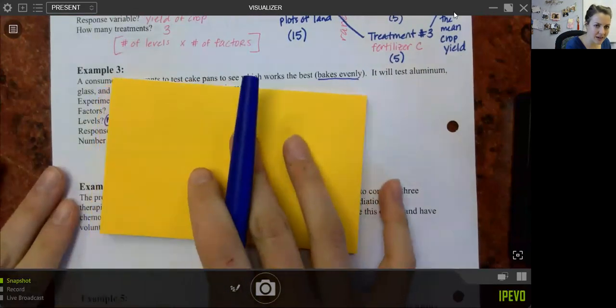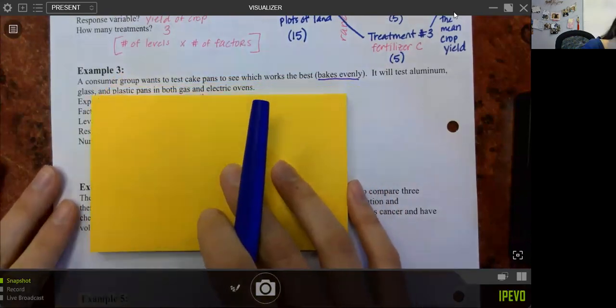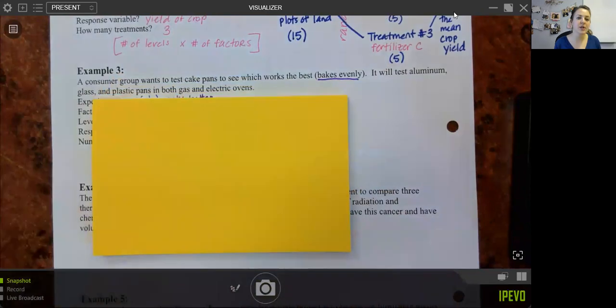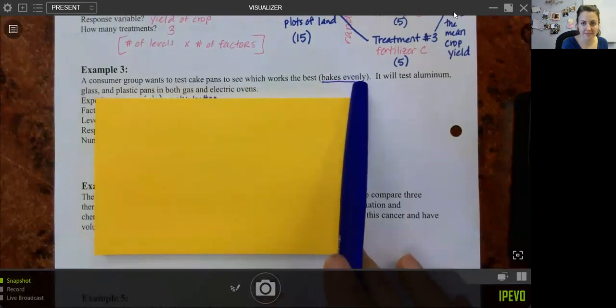Now let's go ahead and look at example number 3. I have a couple notes here on example number 3. So a consumer group wants to test cake pans to see which works the best. If you've ever baked a cake before, you know it makes a difference, the type of material that the cake pan is, and also the type of oven you use. Everyone's used a bad oven before. It's not fun. What we want to see is what's going to give us the best cake.